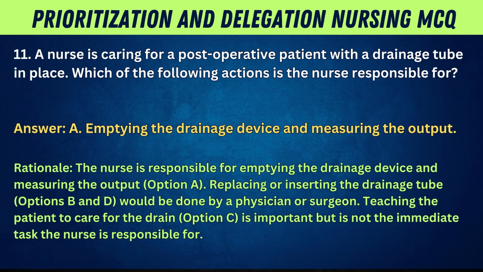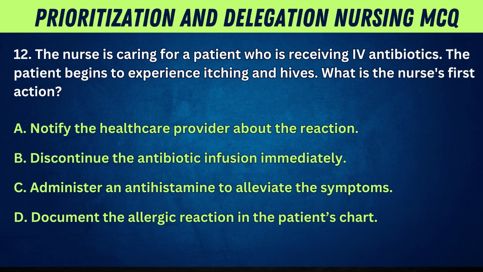Teaching the patient to care for the drain, option C, is important but is not the immediate task the nurse is responsible for. 12. The nurse is caring for a patient who is receiving IV antibiotics. The patient begins to experience itching and hives. What is the nurse's first action?